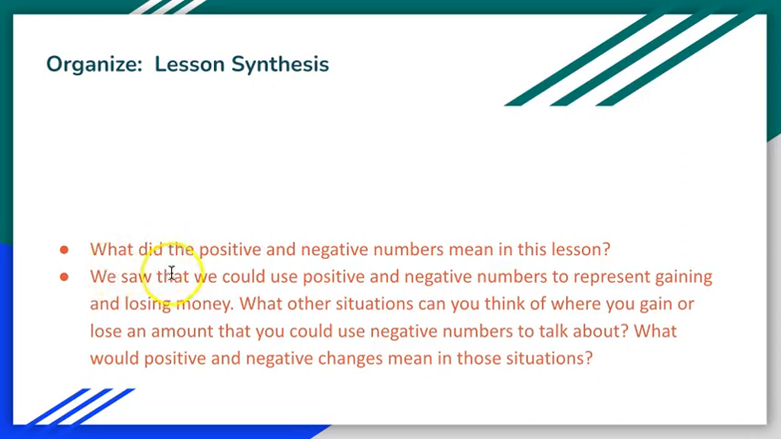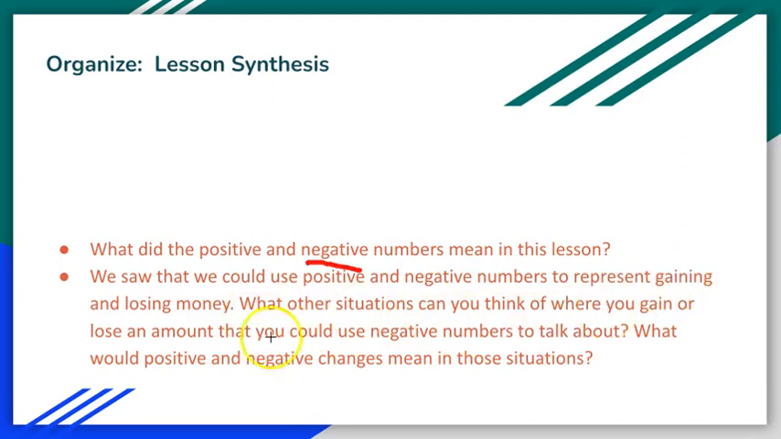All right, let's get to wrapping up. What did the positive and the negative numbers mean in this lesson? So positive numbers, we're talking about putting in or adding to. Negative numbers, on the other hand, we're talking about removing. So like when we talked about the bottles being sold in the previous part, or we talked about buying things, those were negative numbers because that was money that was getting paid out. The positive numbers were the ones that were coming in. So we could use positive and negative numbers to represent gaining and losing money.